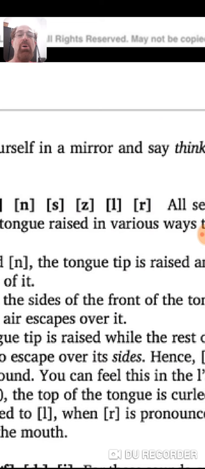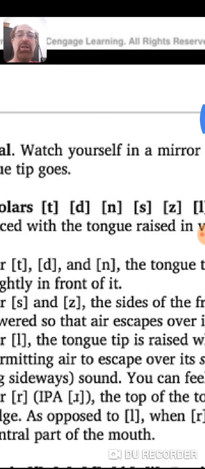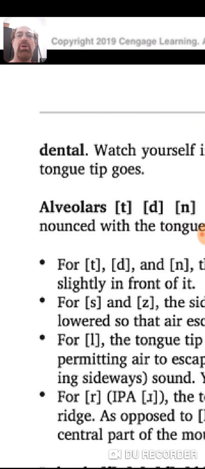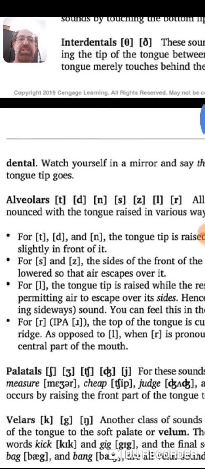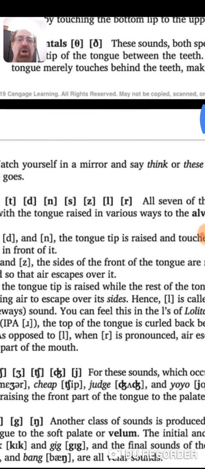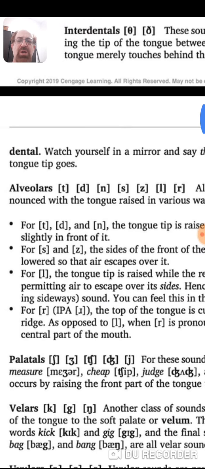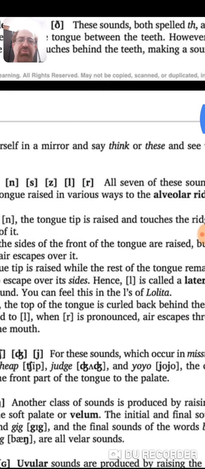Okay? All are produced behind the upper teeth. Where? Look at the name. Alveolars. Okay? Now below we are going to talk about them. For tender, well, the tongue tip is raised. I suppose it's okay. For sense, it's easy for you to understand.